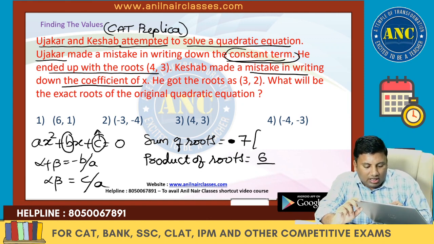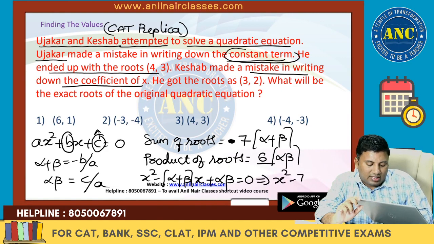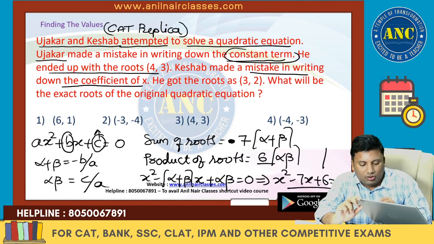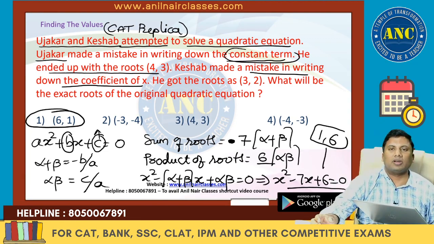So, this is nothing but alpha plus beta, and this is nothing but alpha beta. What is the quadratic equation? x square minus of alpha plus beta into x plus alpha beta equivalent to 0. So, the answer is x square minus 7x plus 6 equivalent to 0. The roots are nothing but 1 comma 6.